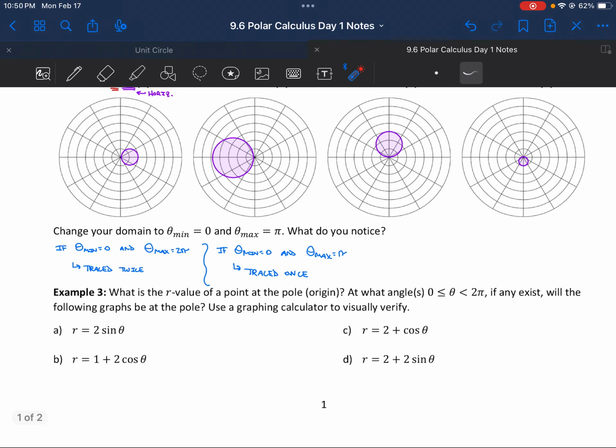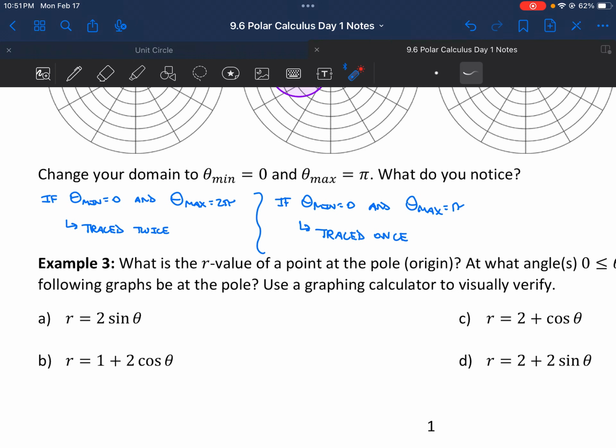All right. Example 3. What is the R value of a point at the pole? At what angles between 0 and 2 pi? Notice, by the way, that 2 pi does not have the or equal to sign. So what angles from 0 to 2 pi, 0 included, 2 pi not included, will the following graphs be at the pole? Use a graphing calculator to visually verify.